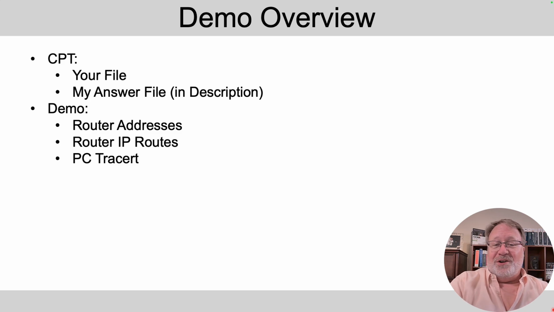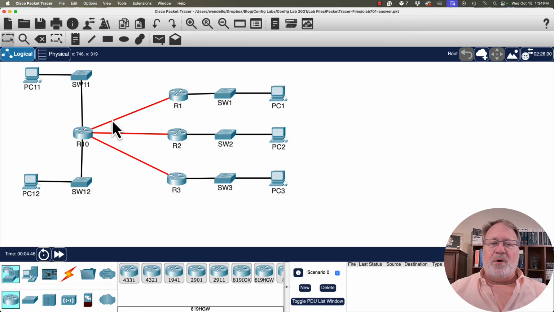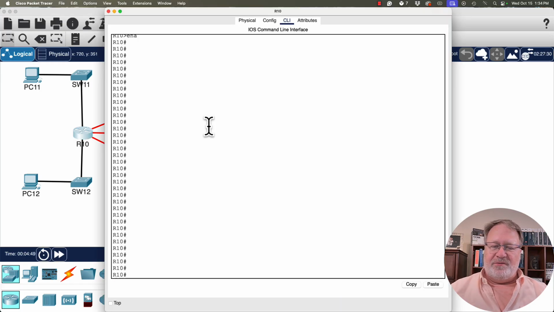So in the demo, I'm just going to look at the router addresses. I'm going to look at some IP routes in the routers. Then on the PCs, I'll do a traceroute command to trace the routes through the network and prove that the PCs can send and receive packets from each other. So here's our network topology in Packet Tracer, and I've already opened up router R10, and I've gotten into enable mode already.